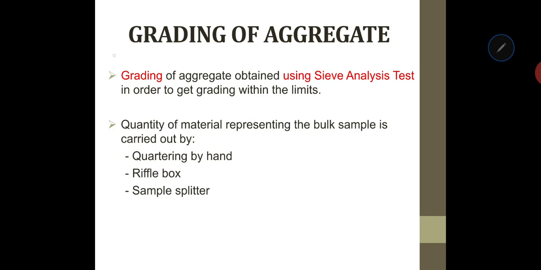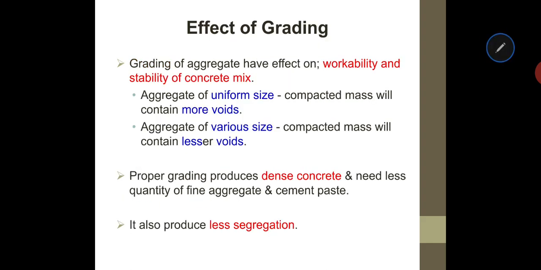Next is to know about grading of aggregate. We need to grade the aggregates using the sieve analysis test, and the quantity of material representing the bulk sample is obtained by quartering by hand, riffle box, and sample splitter. Why do we need to do the grading? Because it has an effect on workability and stability of the concrete mix. For aggregate of uniform size, the compacted mass will contain more voids. But for aggregate of various sizes, the compacted mass will contain fewer voids.